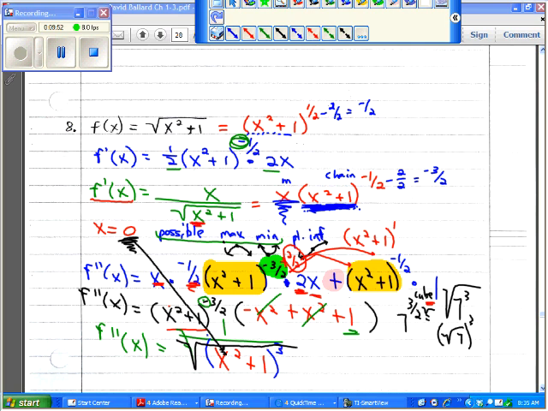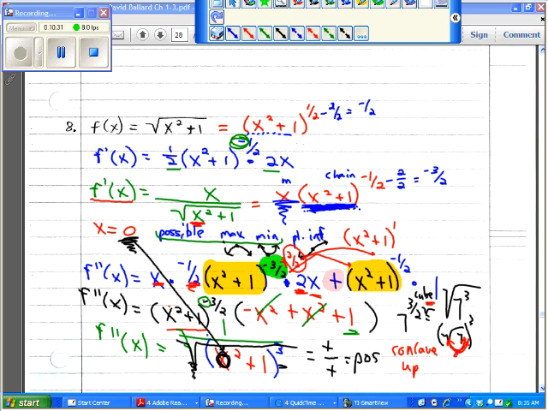Well, if I put in a 0 for x right here, I'm going to have 0 squared is 0 plus 1 is 1. 1 cubed is 1. The square root of 1 is 1. So what I have is a positive 1 over a positive 1, and we're really just looking for positiveness or negativeness. So that critical number, when plugged into the second derivative, is positive. That tells me that at that point, the graph is concave up.